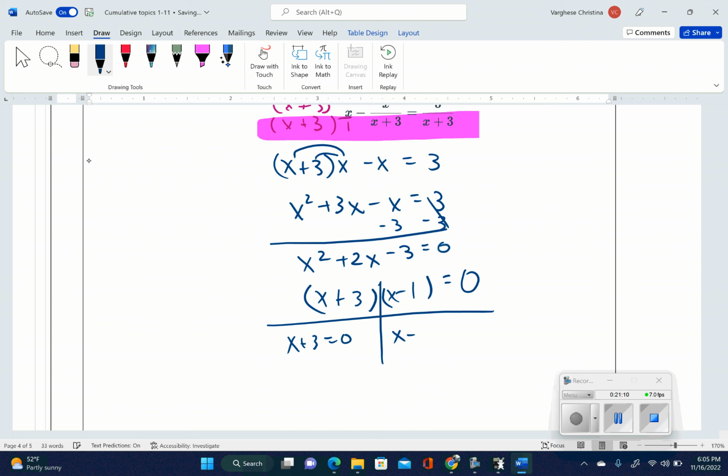So set both of these equal to 0. Subtract 3 from both sides, so you get x equals negative 3. And you get x is equal to 1 here. Switch the sign. And then you check it.